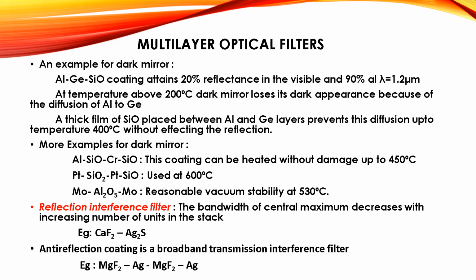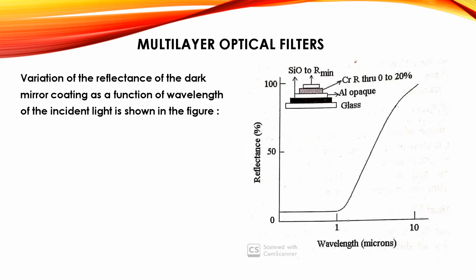Reflection interference filter. The bandwidth of the central maximum decreases with the increase in the number of units in the stack. Example is given. And anti-reflection coating is a broadband transmission interference filter. Example is given. And the variation of reflectance of the dark mirror coating as a function of wavelength of incident light is shown in this graph. So, we have discussed the topics interference filters and multi-layer optical filters.